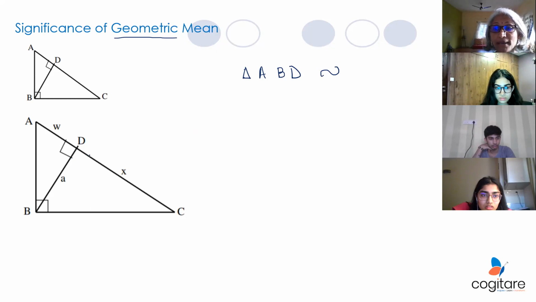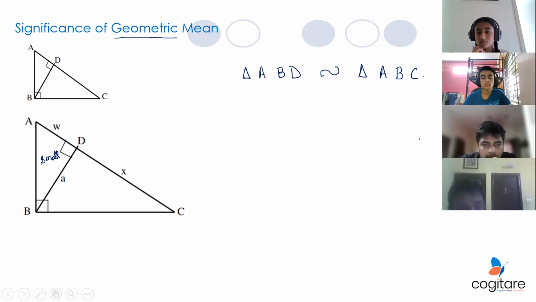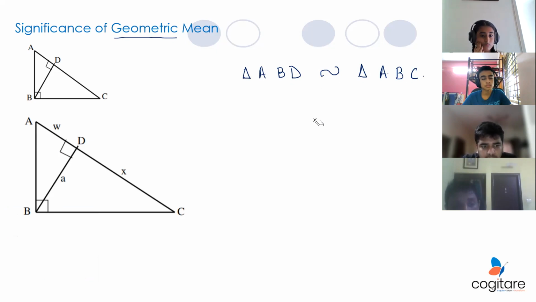Is ABD similar to ABC? Pick one small and tell the big one. You have to rewrite it. First, look at these two triangles. Are they similar? Daksh, is ABD similar to ABC? Ma'am, they are similar, but I don't think the order is right. Yes, very good. The order is wrong. Tell me the order. Ma'am, it should be ADB.